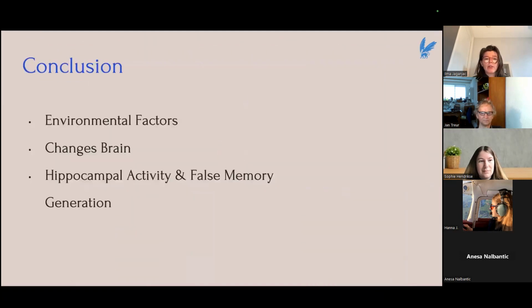What can we conclude from this is that environmental factors are very important in the development of schizophrenia. It can even lead to changes of the brain if you, for example, have a period of neglect or abuse. We can also conclude that the hippocampal activity is very much related to false memory generation. If there are a lot of immature neurons, the hippocampal activity goes up and false memory gets generated as much as true memory.